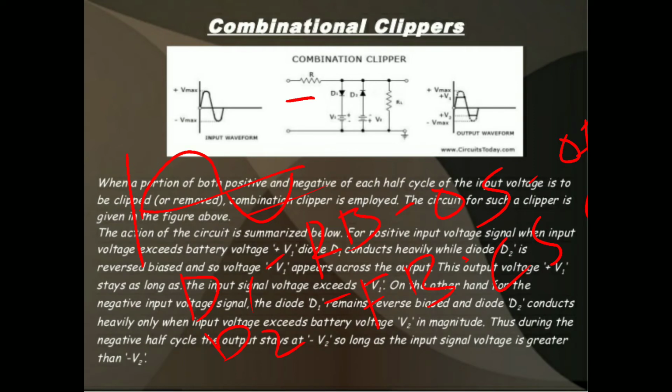The current flows to the D2 diode only because it is in forward bias condition. From the diode it flows to the reference voltage. The reference voltage will be fixed at some voltage. If the input exceeds the reference voltage, that reference voltage only will appear at the output side. So Vo equals minus VR2. Vi is equal to minus VR2. So this is during the negative half cycle. This is the output.